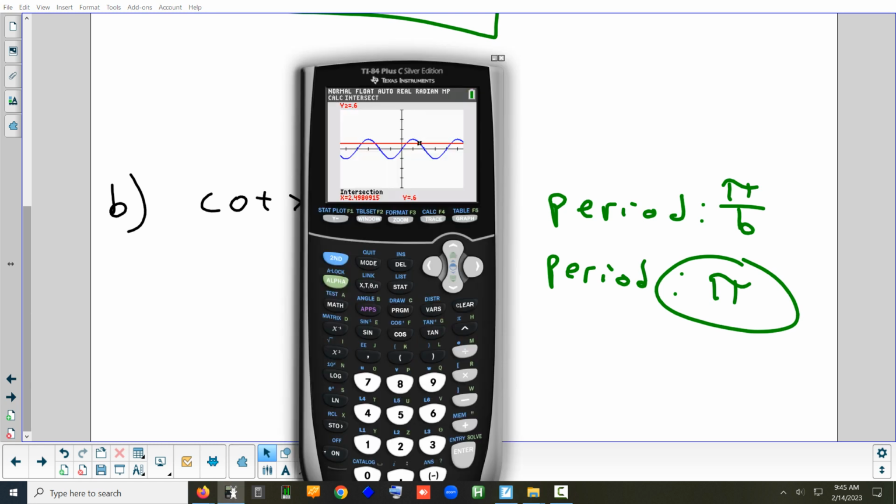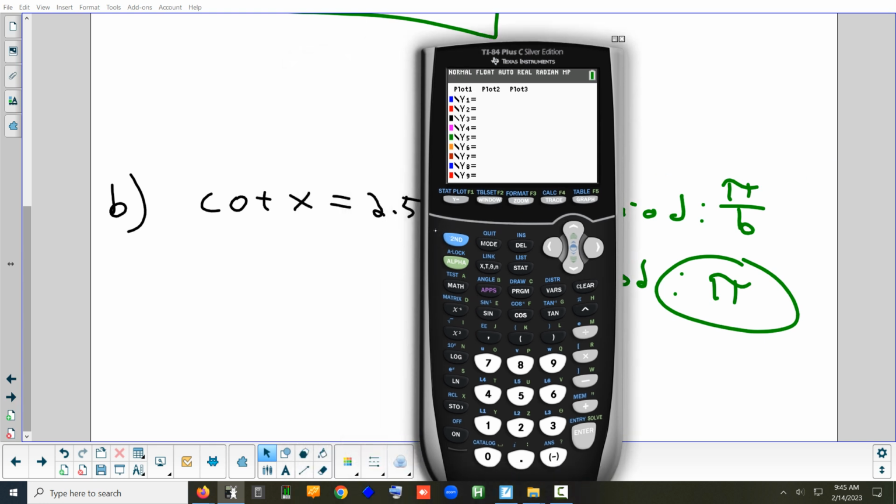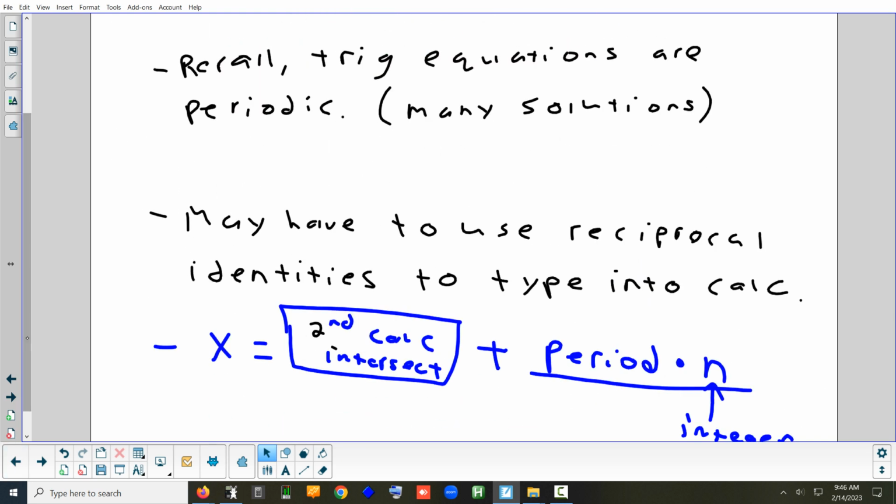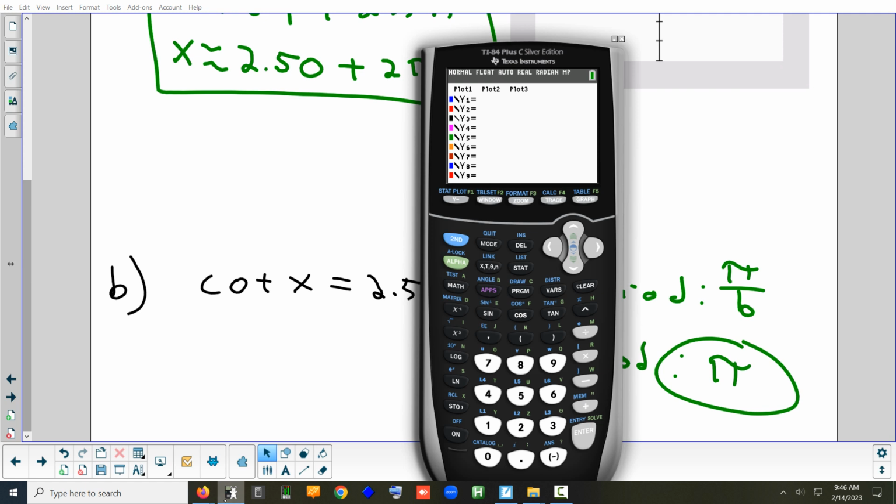All right, now I need to type all this in. What am I going to put in y1? The cotangent of x, but I forget how to type it in. Is it 1 divided by tangent? Right. To type that in, we have to use the reciprocal identity, which basically says if you flip tangent, you get cotangent. So flip the tangent. And what about in y2? Yep, 2.5.